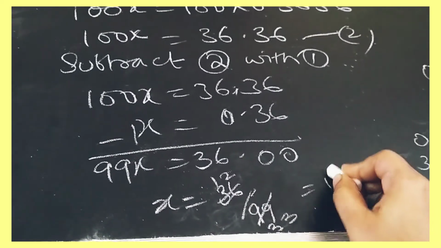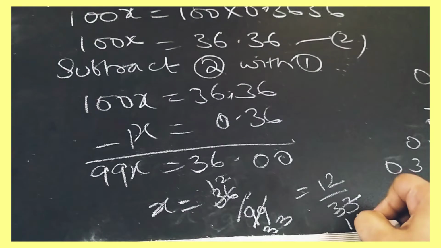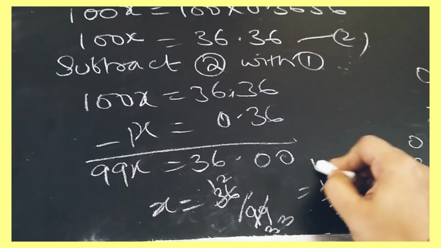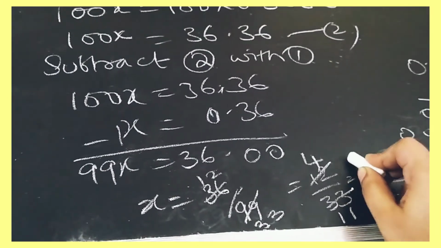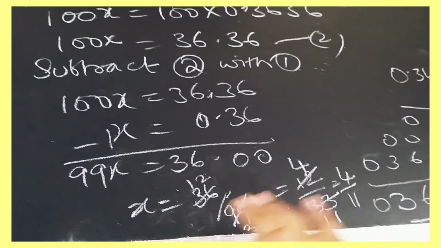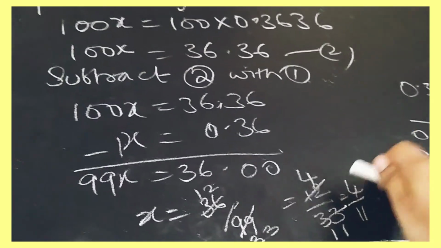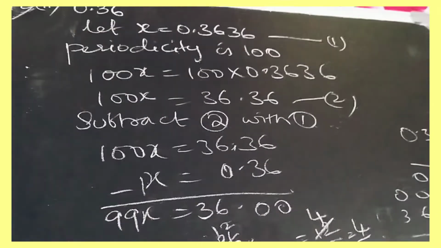3 1s are 3, 3 2s are 6. So it is 12 by 33. Again we can cancel it. 3 1s are 3, 3 1s are 3. 3 4s are 12. So the answer is here 4 by 11. Okay, so x is equal to 4 by 11. 4 by 11 is the p by q form of this decimal.